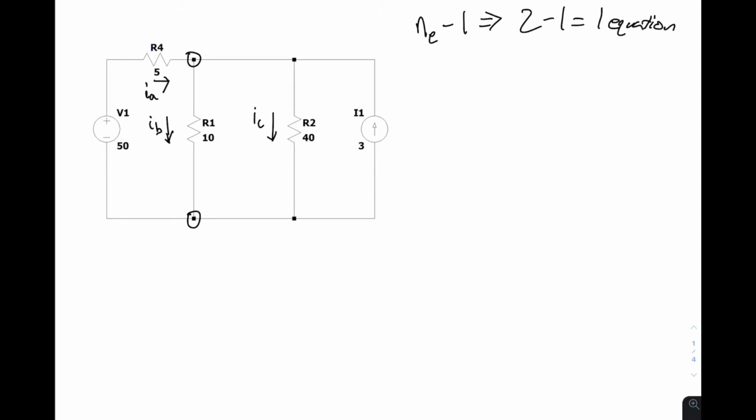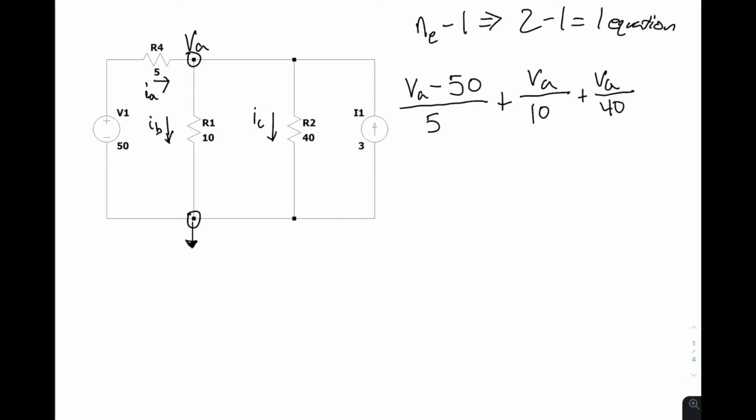First we start off by identifying one of our essential nodes as a reference node. We can choose this one right at the bottom, just like we did before. Then we can name our essential node VA, and then we can solve the circuit. So we're going to take the current away from the node VA minus V1, which is 50, divided by 5, plus VA over R1, which is 10, plus VA over R2, which is 40, since we said those two nodes at the top were technically the same node.